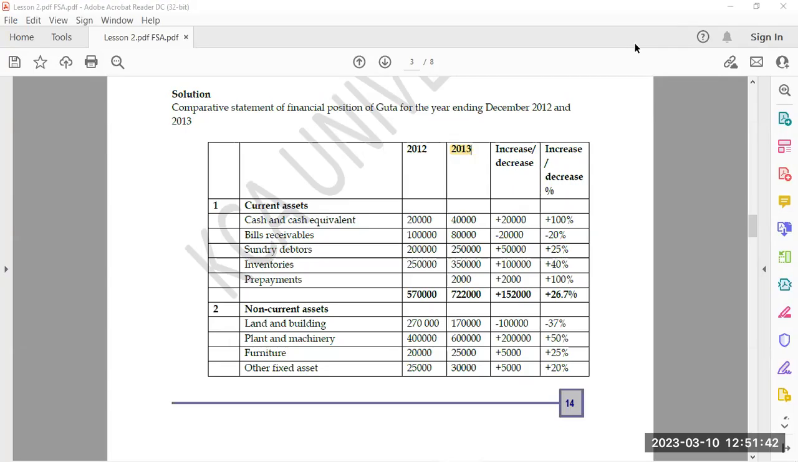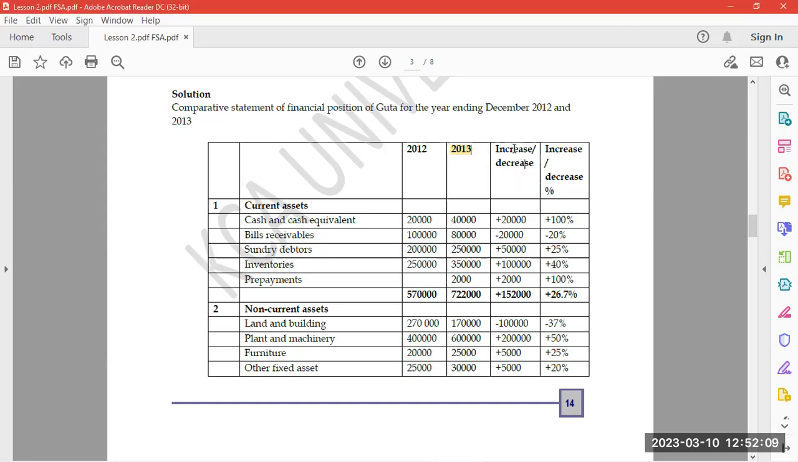So 2013 is the current year, 2012 is the previous year, and we have cash and cash equivalent, which is 20,000 in 2012, and in 2013 we have 40,000. So you are going to get the difference. If you take 40,000 minus 20,000, you are going to get 20,000. That is the increase or decrease in figures. So here should be figures. This place, all of it should be in figures.